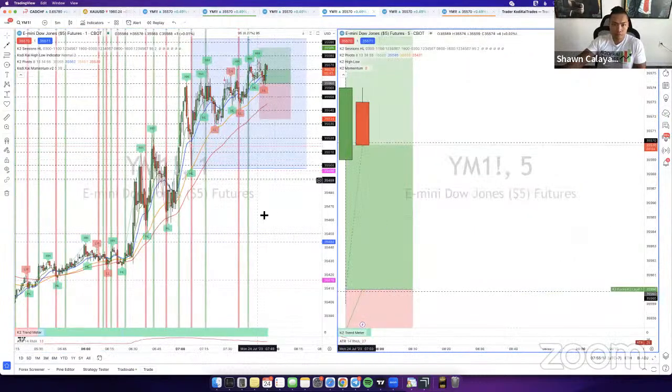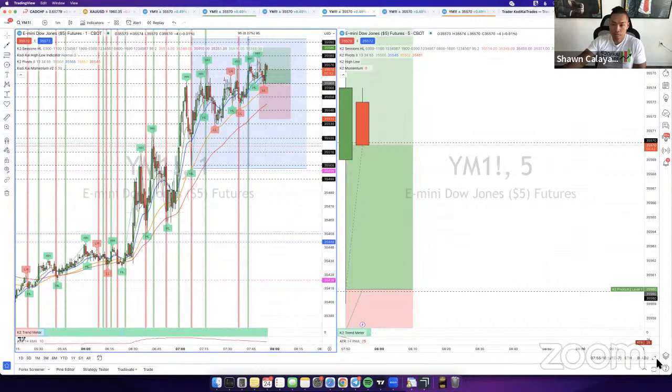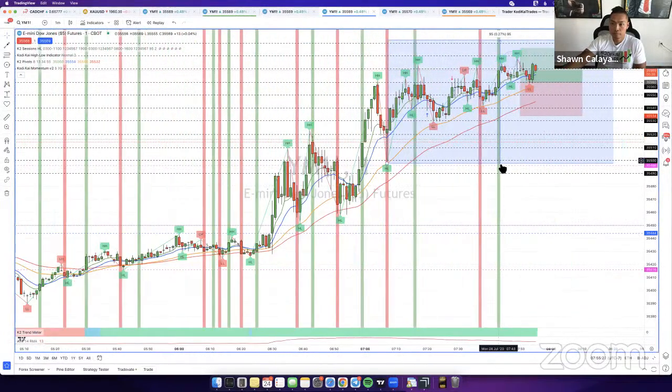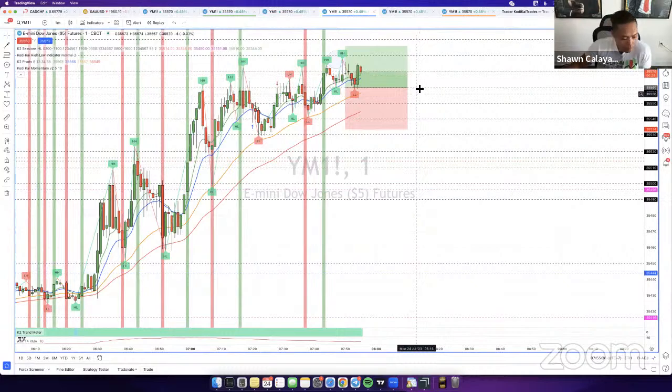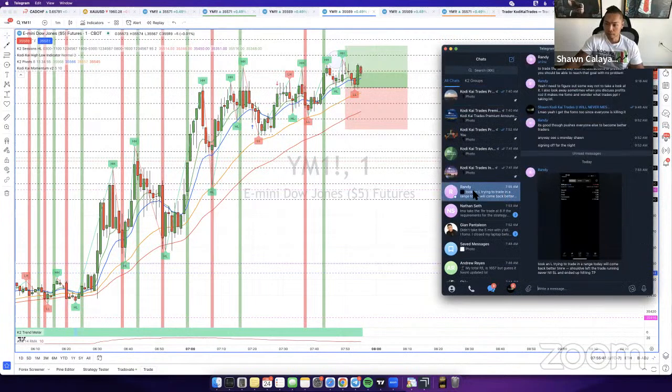Yeah, Gian said the 1 minute hit too. Yeah, the 1 minute is super messy though. Gian said he didn't take it, but it went for 100 pips. Yeah, definitely. Let's see. Randy said took an L today, trying to trade in a range. We'll come back tomorrow better. Should have left the trade running, never hit stop loss, ended up hitting TP.